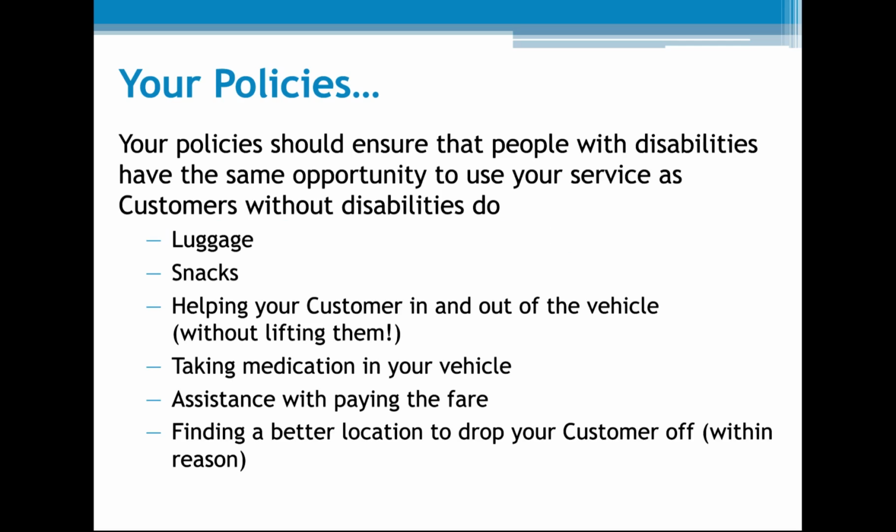According to policy, as a service provider, it is important that your customers are treated equally. Your customer with disabilities has the same opportunity to use your service as customers who are without disabilities. Please treat your customers with equality.